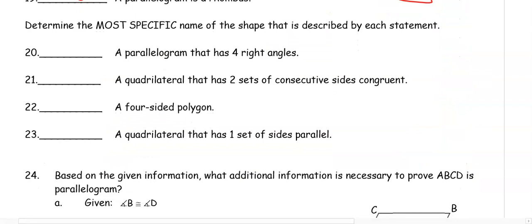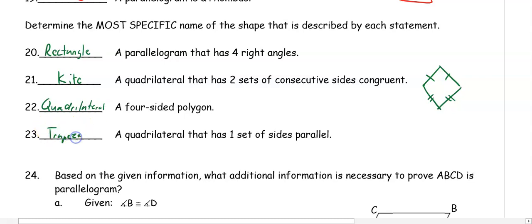Determine the most specific shape that is described in each sentence. So a parallelogram has four right angles. So the first shape that has four right angles is a rectangle. 21, a quadrilateral that has two sets of consecutive sides congruent. So that means it has two sets of sides that are congruent, which would be a kite. A four-sided polygon would be a quadrilateral because that's our most specific name for something that has four sides. A quadrilateral with one set of parallel sides, remember the shape that has one set of parallel sides is a trapezoid.